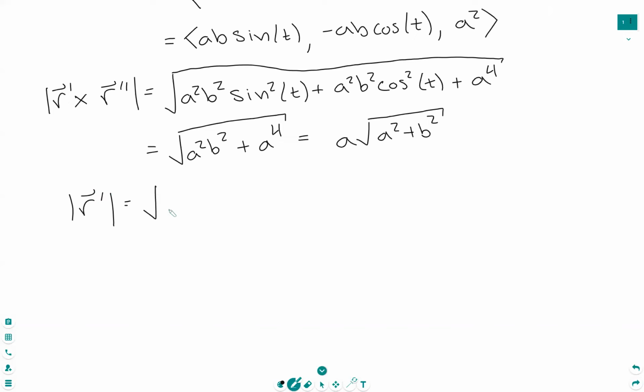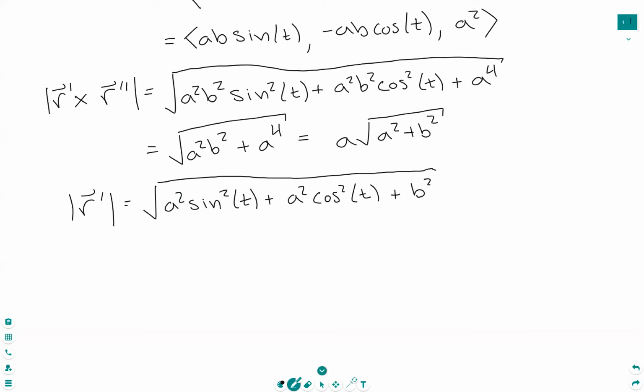This is the square root of a squared sine squared of t plus a squared cosine squared of t plus our b squared. And once again, we have this sine squared cosine squared. So here we just have a squared plus b squared in a radical.